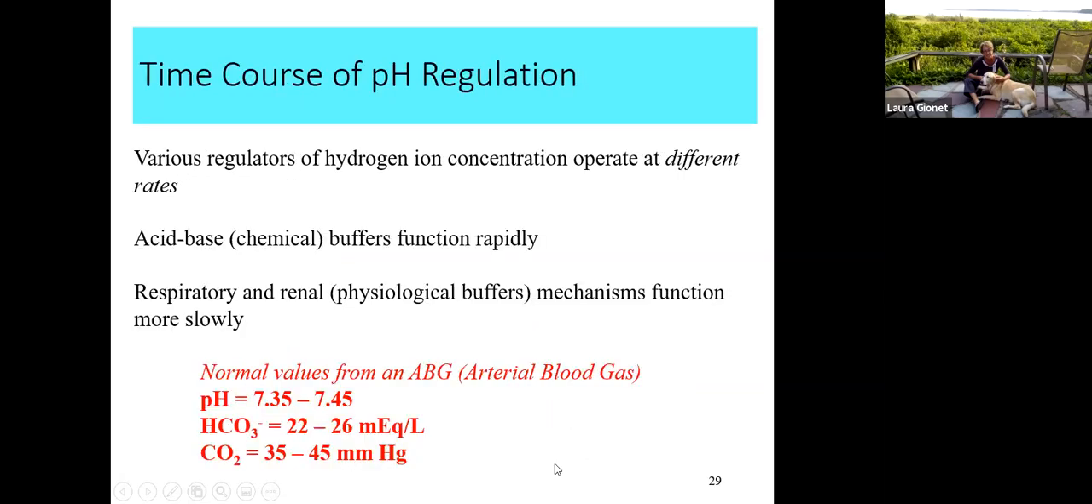So, time course of blood pH. Various regulators of hydrogen ion concentration operate at different rates. The chemical buffers, the first one we looked at, function the most rapidly. But when we exhaust the availability of those, we start using the respiratory and renal mechanisms. So we start adjusting the respiratory rate and allow the kidneys to do their thing. Of the two, the respiratory system is the most sensitive and can make very quick adjustments. As long as it's functioning correctly and we don't have a lot of pathology there, the respiratory system will make the most rapid adjustments of respiratory rate to adjust the current pH.